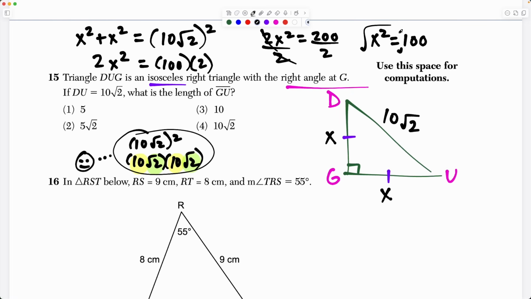And now I could just take the square root of both sides. And since we're in geometry here, we're not going to write plus or minus because we're talking about the length of the side of a triangle. We're just going to say x equals 10. So that is going to be the length of GU.